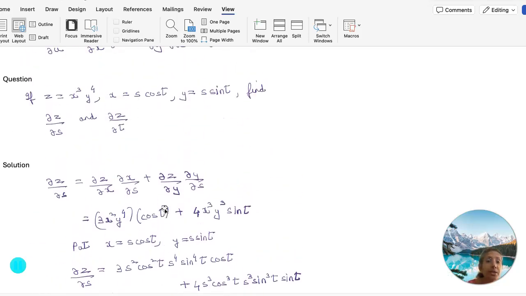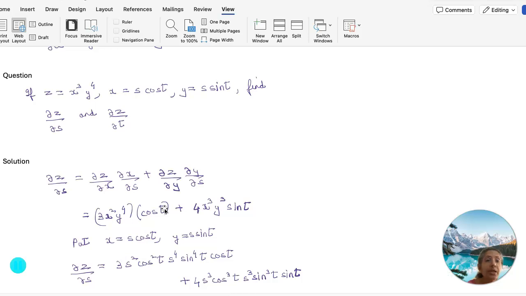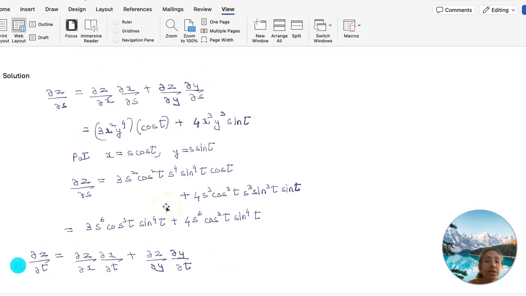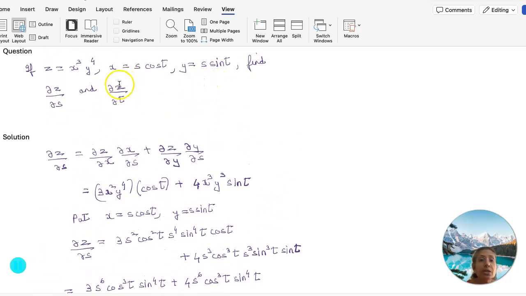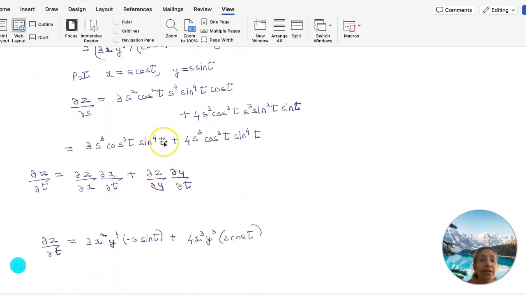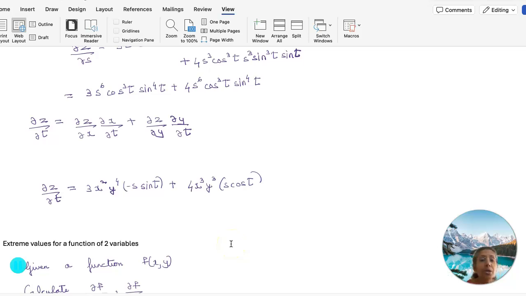Del z by del x, keep y as constant. It will be 3x squared y raised to 4. Del x by del t, treating s as constant, will be minus s sin t. Del z by del y, keep x as constant. It will be x cubed into 4y cubed, and del y by del t, keeping s as constant, will be s cos t. And now you just substitute for x equal to s cos t and y equal to s sin t, and you would get the answer.